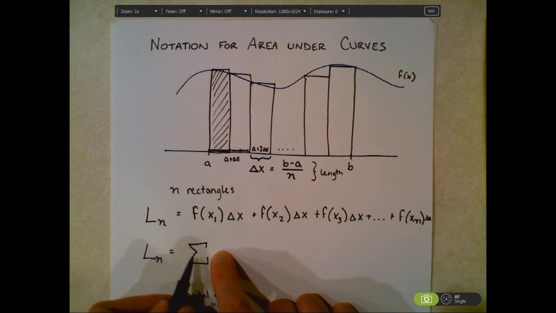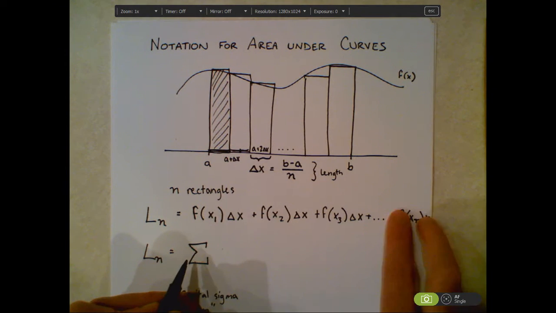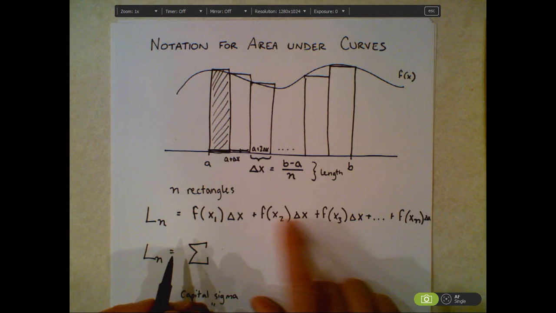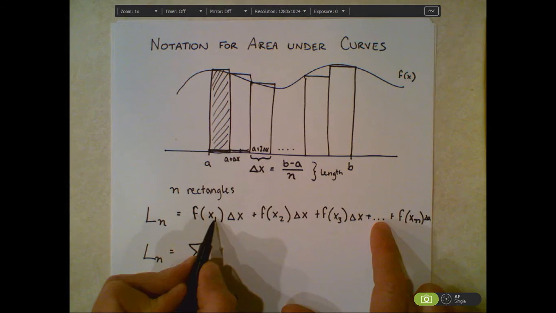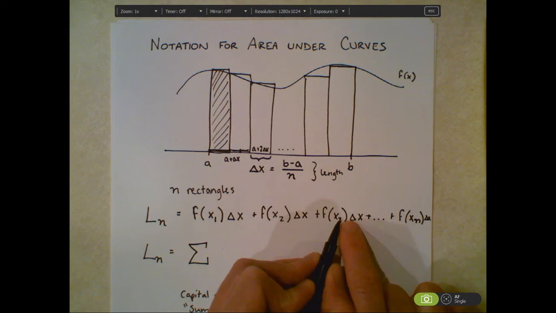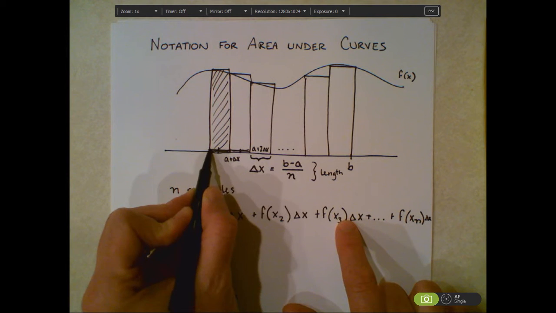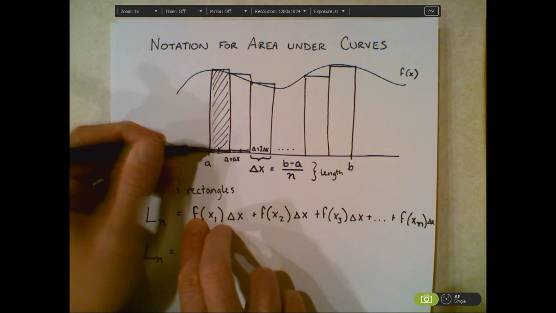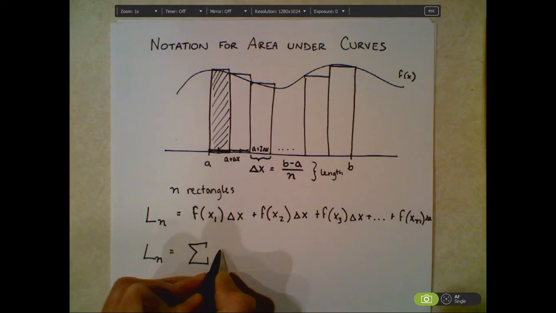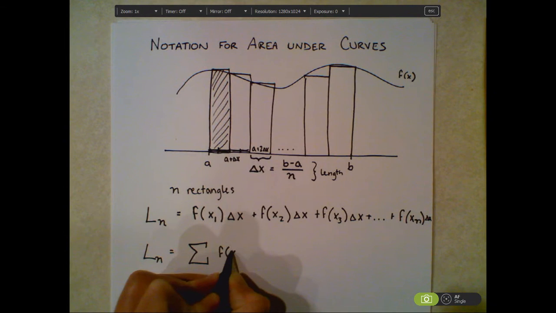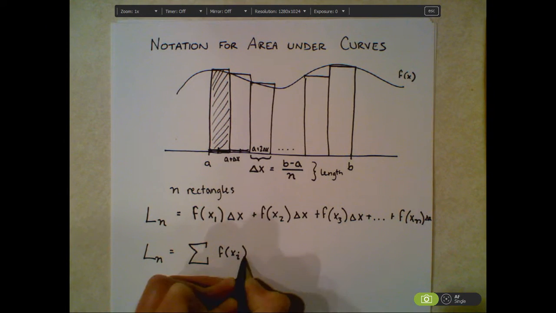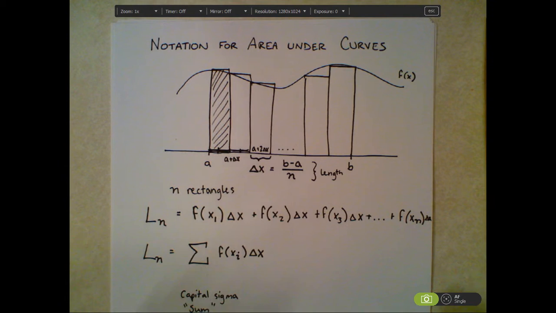And what am I summing up? I'm summing up a whole bunch of different pieces, and the pieces all look really similar, right? The only difference is the subscript on the x, because we're changing what our input is that gives us the height of each of these rectangles. So all of these look a lot like x sub i delta x.